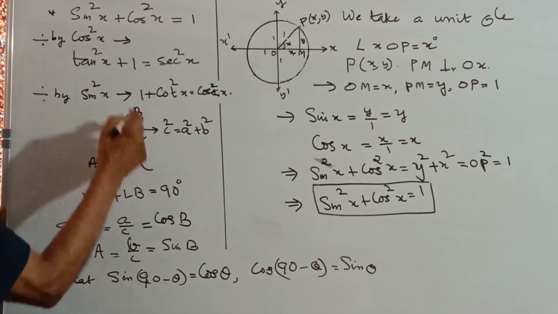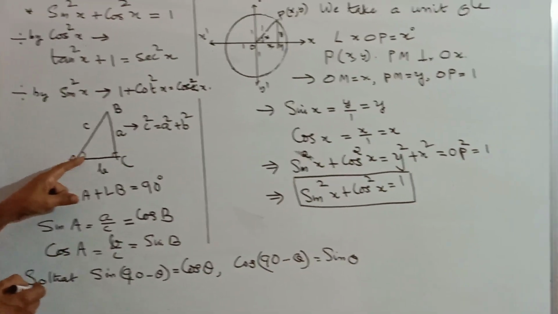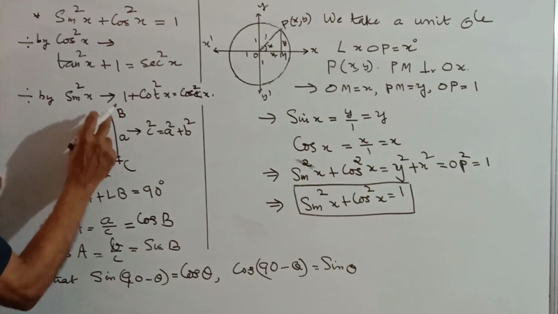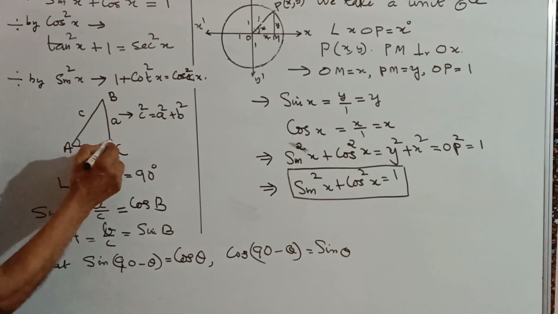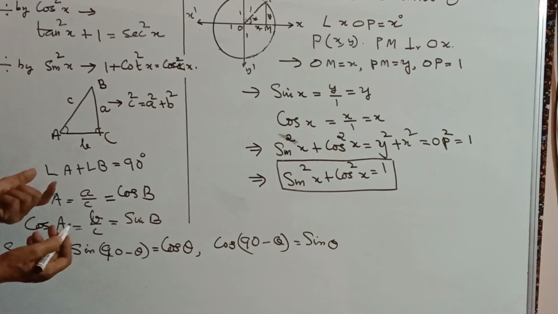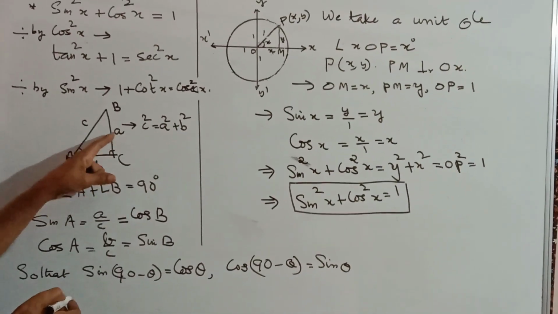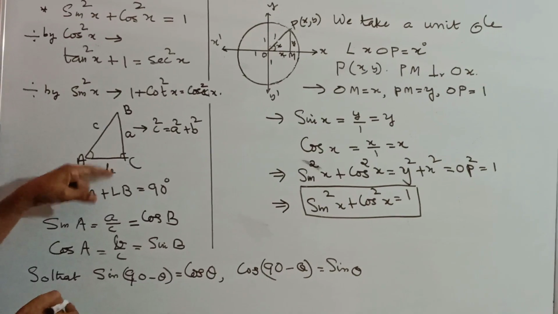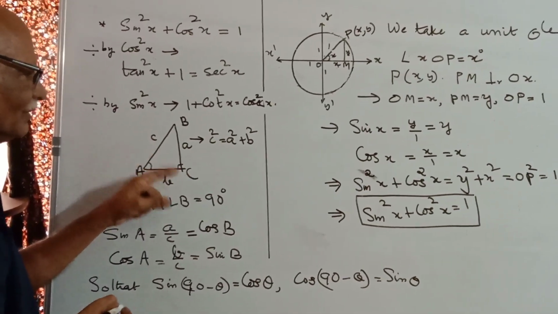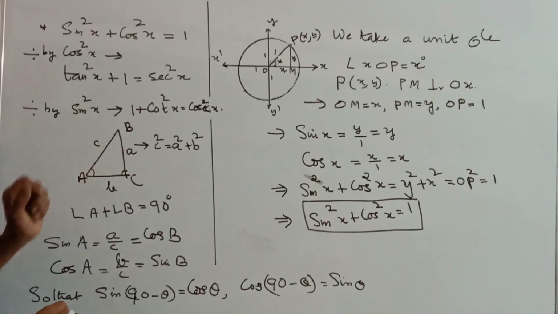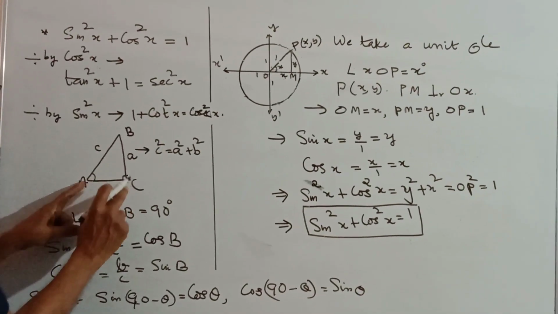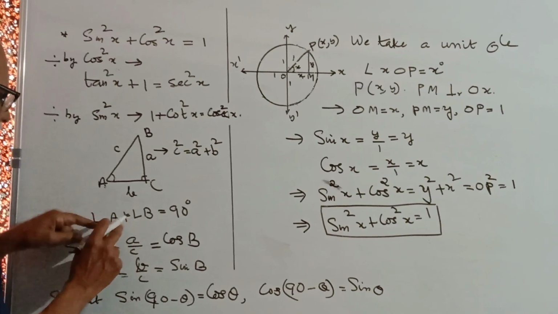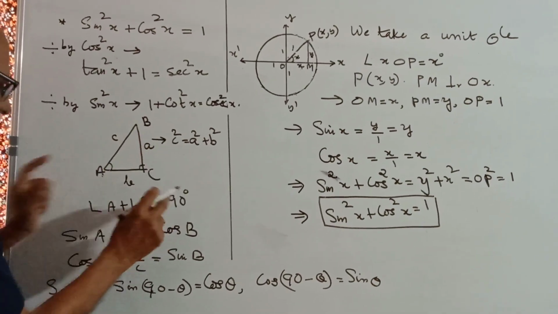Now we move to the triangle. This is angle A, this is angle B. We observe angle A plus angle B is 90 degrees in this right triangle. Now we usually represent the opposite sides a, b, c of the angles A, B and C. That is, the opposite side of angle A is denoted by small a. Now angle A plus angle B is 90 degrees.